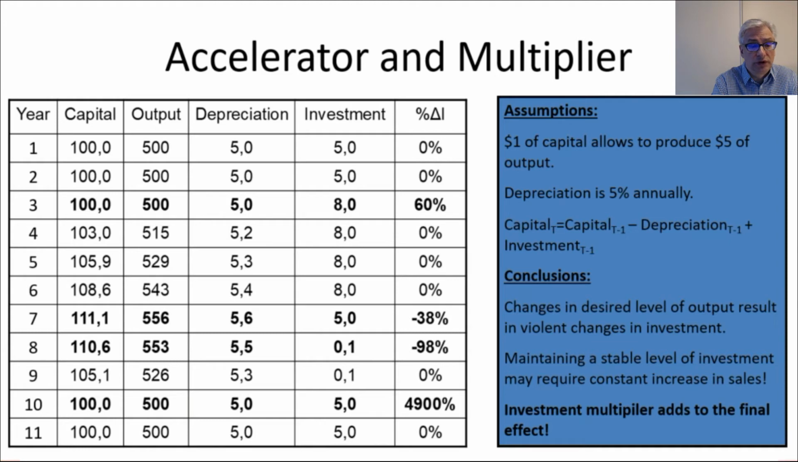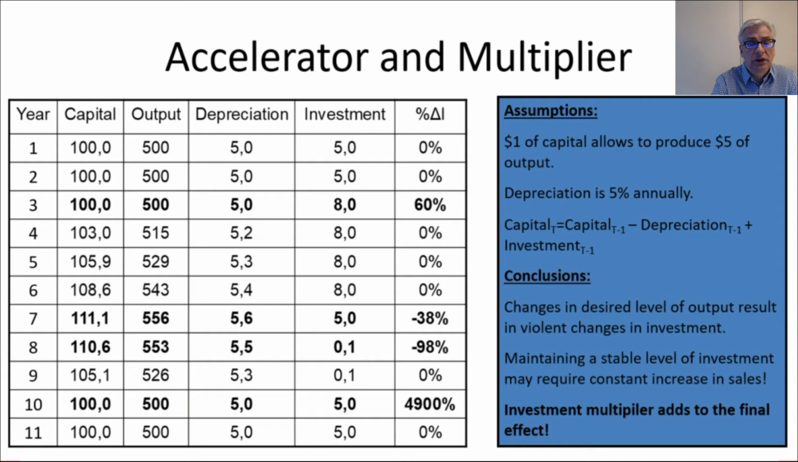Then we go to year number 2. If we want to keep it, then capital should be 100, output 500, depreciation equals investment, and that's it. The last column is the change in investment. Let's consider year number 3, and actually 4, 5, and 6.